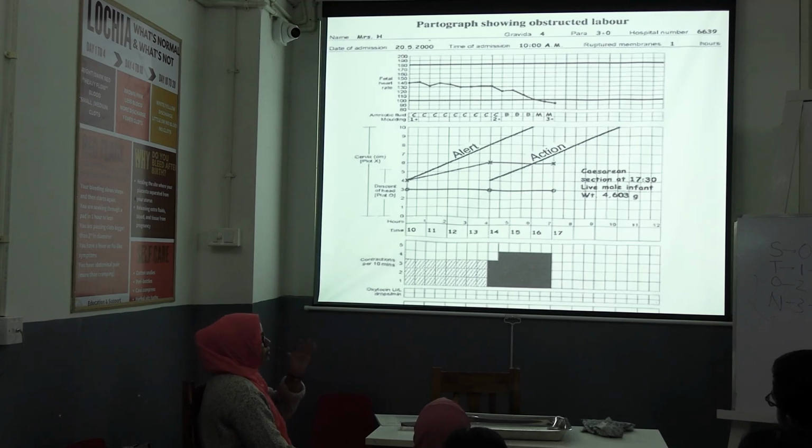That means there is some kind of obstruction, CPD can be there. So there is arrest of labor. So in this case, cesarean section was done. Although the contraction was very good, the dilatation was not progressing, the baby head was not descending, and the fetal condition was deteriorating. That's why you did the cesarean section.